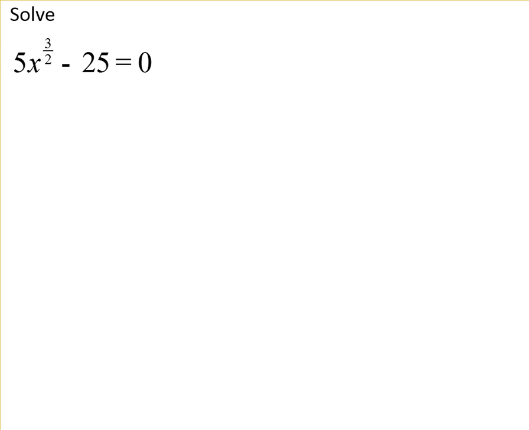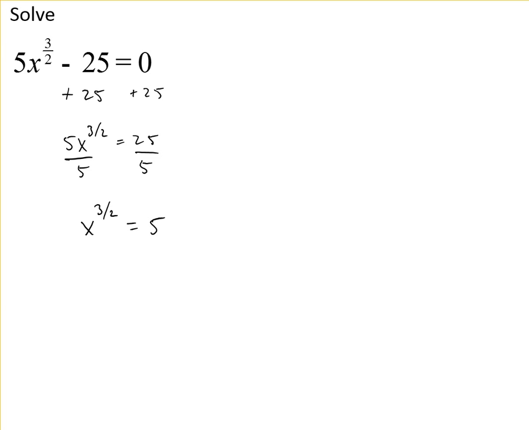To solve this equation involving a rational or fraction exponent, we're going to get that expression, in this case x to the 3 over 2, by itself on one side. So we're going to start by adding 25 to both sides. And then we'll go ahead and divide both sides by 5 to get that x to the 3 over 2 completely by itself.